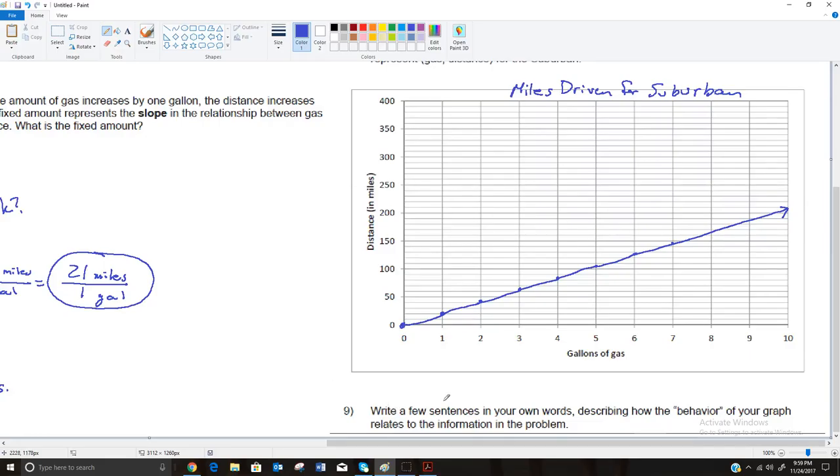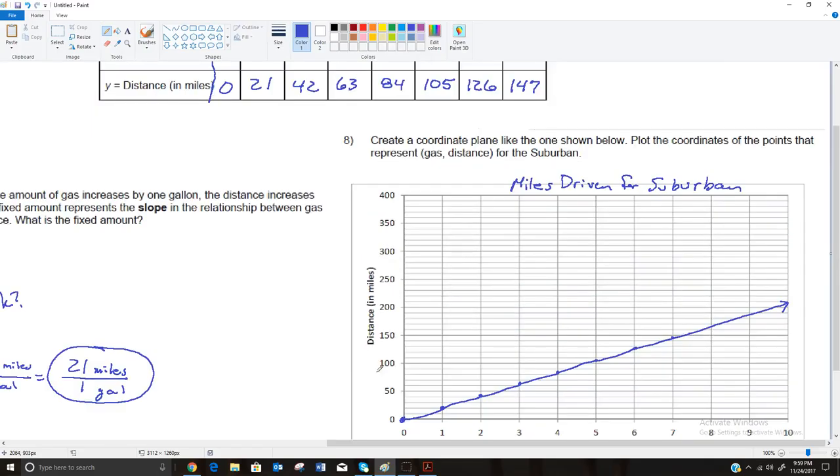So lastly, it asks us to write a few sentences in our own words describing how the behavior of your graph relates to the information in the problem. So the behavior of our graph is that it graphs in a line, and the reason it graphs in a line is because it goes up at a consistent rate. So we're rising the same amount each time. So we go up 21 miles each time we add a gallon. So if we add a gallon of gas, we go up 21 miles. Add another gallon of gas, we go up 21 miles. And because we're going up at that consistent rate, then we end up with a line.